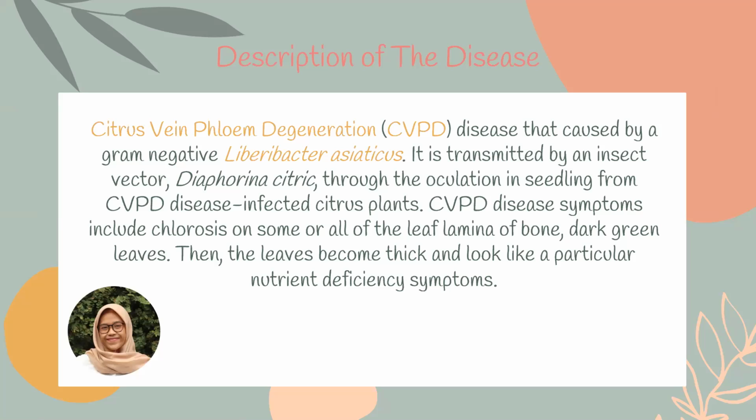Okay, I want to explain the description of the disease. CVPD disease is caused by the gram-negative bacterium Liberobacter asiaticus. It is transmitted by an insect vector, Diaphorina citri, through grafting of seedlings from CVPD-infected citrus plants. CVPD disease symptoms include chlorosis on some or all of the leaf lamina, with dark green leaf bones. Then the leaves become thick and look like particular nutrient deficiency symptoms.